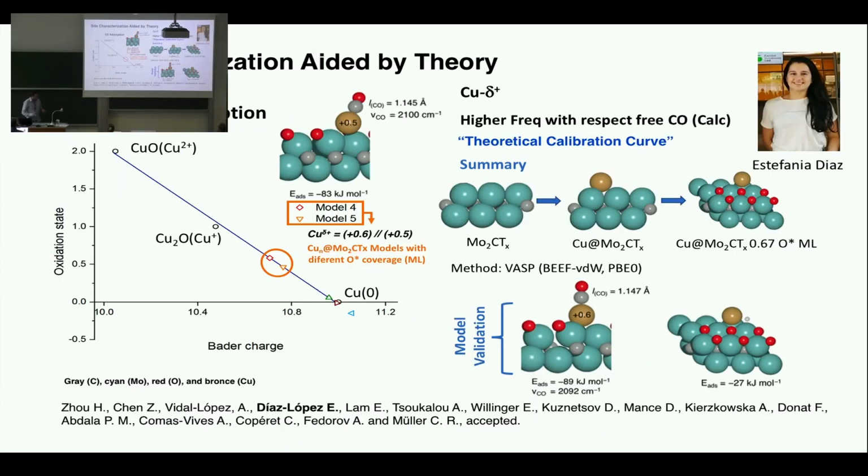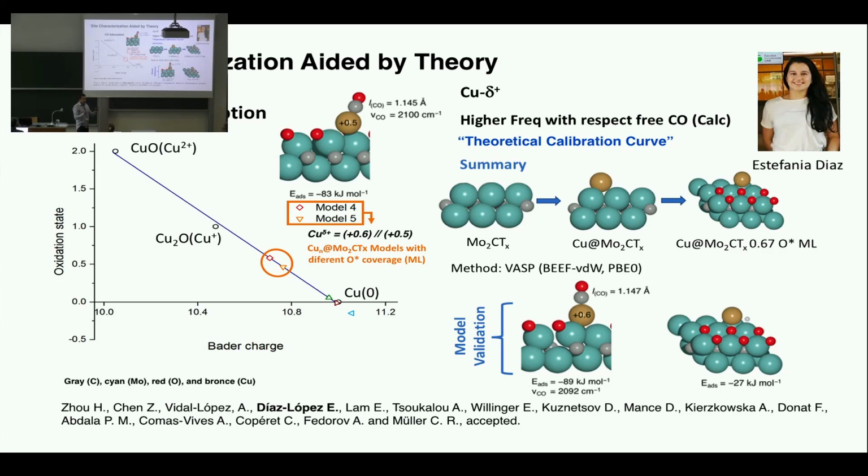So then we set out to model and understand what is the active site of the material. And what we did was the following. We constructed a kind of calibration curve in which you plot the oxidation state against the calculated charge for reference compounds. So these are known compounds, the copper surface, Cu2O, and CuO, where you know the oxidation state. We calculated the charge and drew a line. And then we constructed different models of how this cluster of copper can be on the surface that have different oxygen content. And if you then interpolate in here, you can see that there are some models of this kind that have a copper delta plus site.